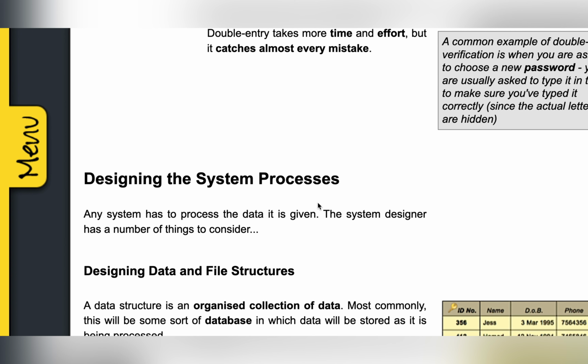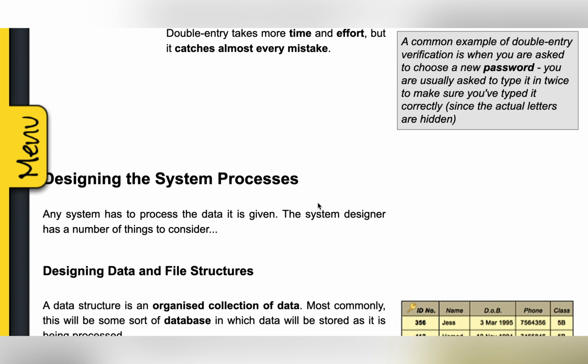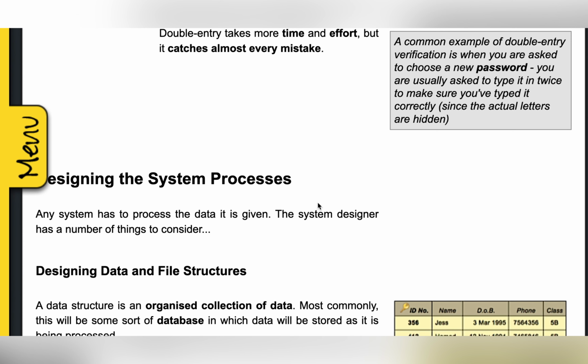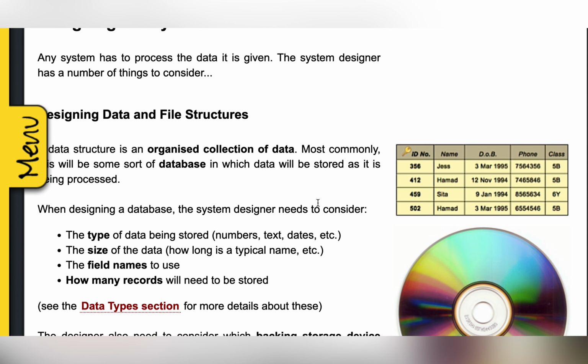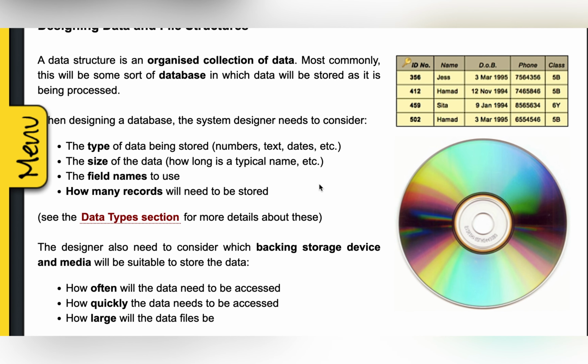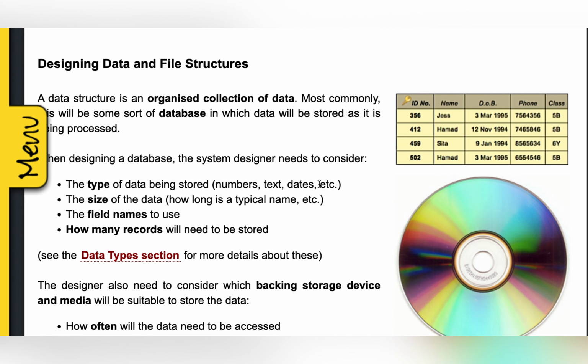Now we design the system. Any system has to process the data that is given. So as a system designer, you have to be able to design a system that will process the data that is given, not data it imagines by itself. So the first step is designing data and file structure, especially in a database.